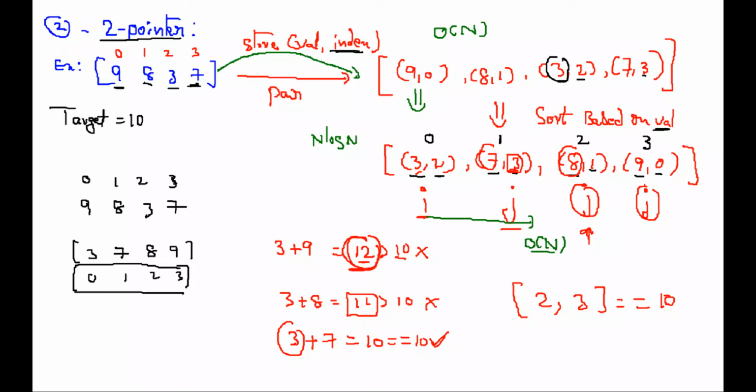So now what is the total time complexity? Order of n plus n log n plus n. This is approximately equal to order of n log n. So this is the time complexity if you apply the two-pointer method. Still we will try, is there any other efficient method so that we can reduce the time complexity.